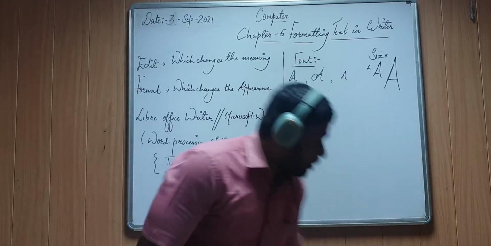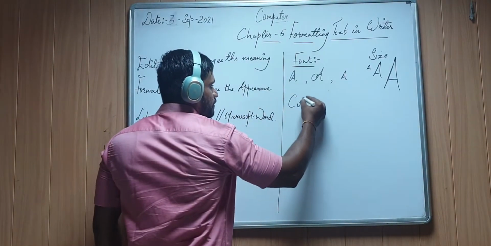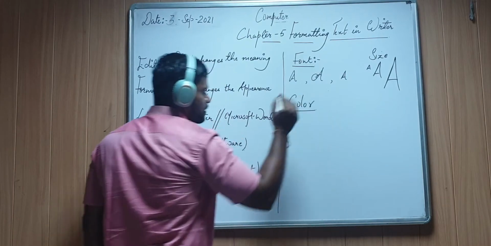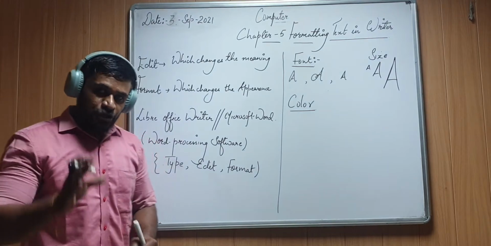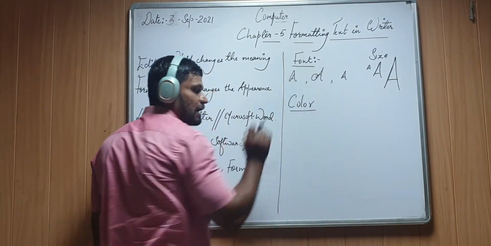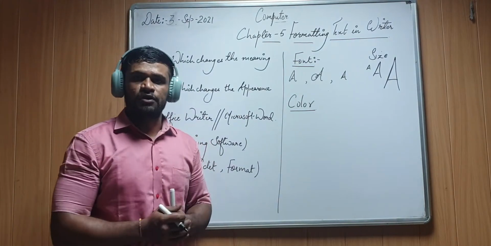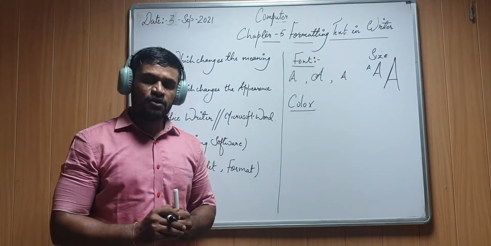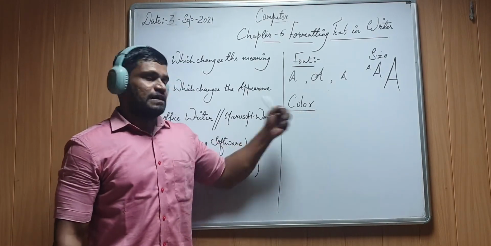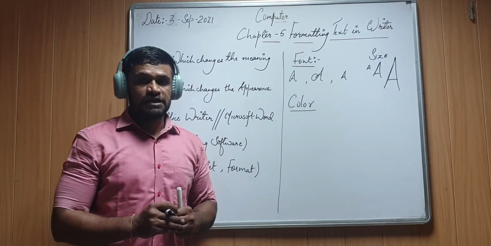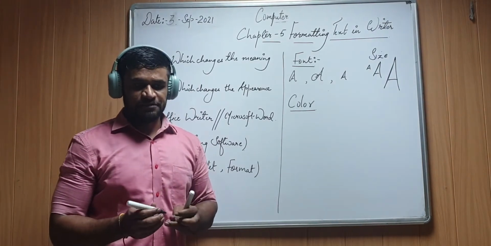Similarly, you can also change the color of the font. Right now, whatever I am writing on the board, they all are in black color. But as per your requirement, you can change the color of the font, the color of the word. It can be written in red, green, blue, whatever color you want. You can select the word, the content, and you can change its color. There are certain colors which are available. You can select as per your choice. I'll show it in the practical session.